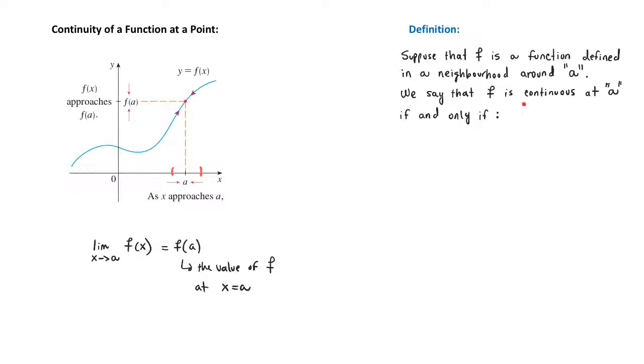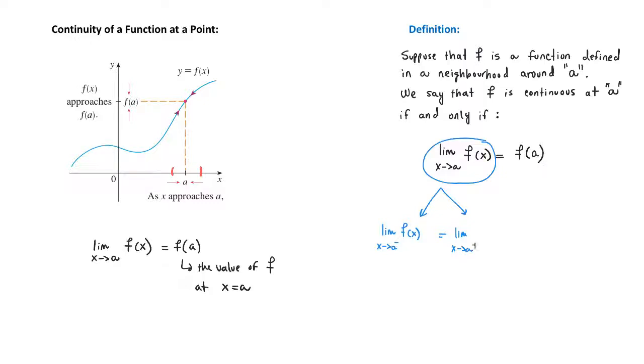So we will say that f is continuous at a if and only if the following is true. The limit as x approaches a of f of x has to be equal to f of a. That's what it says. And as we know, this is a double-sided limit. So then that means that the limit as x approaches a from the left of f of x has to be equal to the limit as x approaches a from the right of f of x. So those two limits have to exist and they have to be equal to each other. So this is what we're saying here.